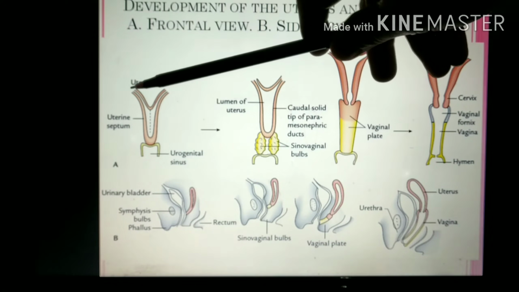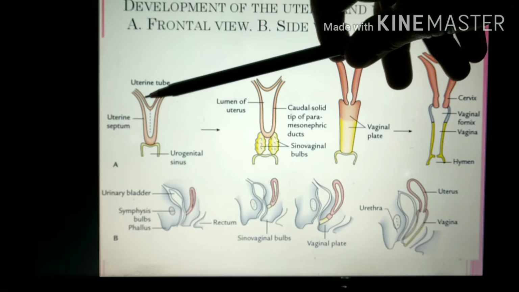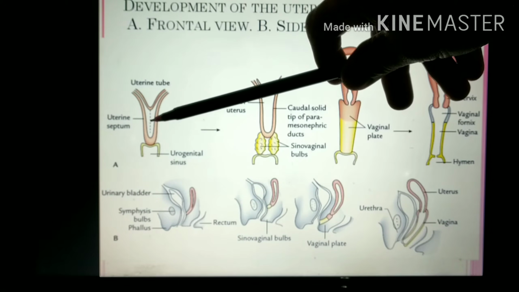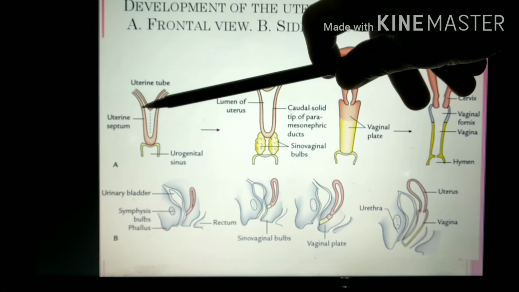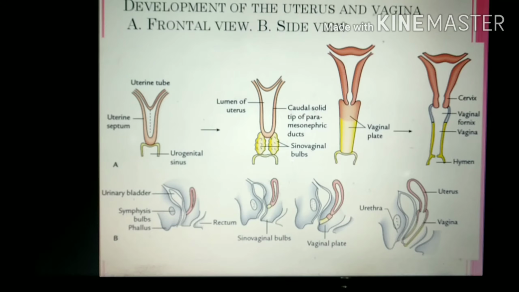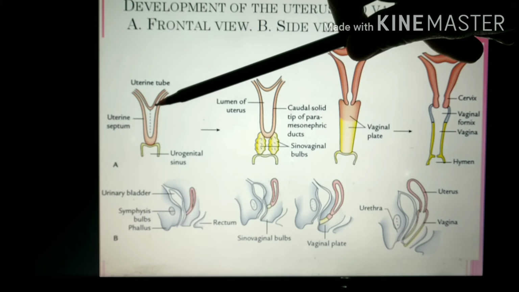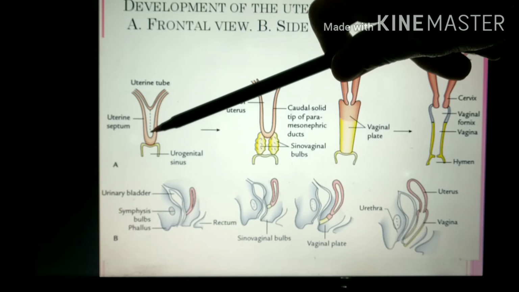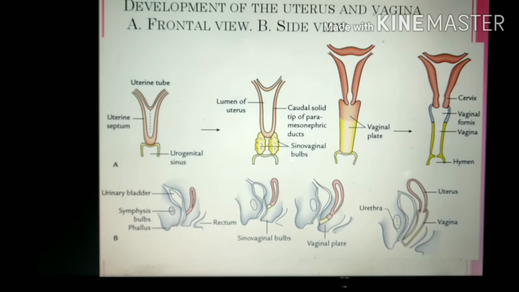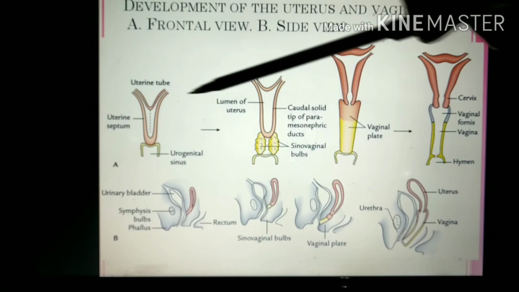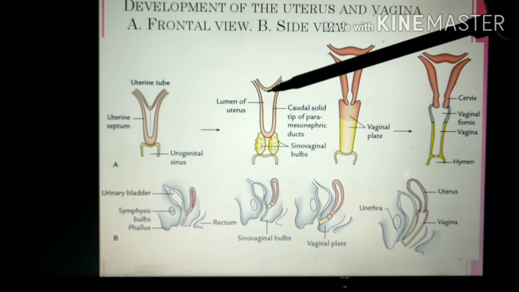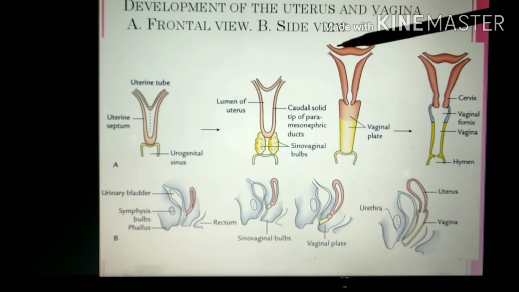Here you can see there is fusion of the two paramesonephric ducts which will form the uterovaginal canal, and this uterovaginal canal will form the uterus, cervix and upper part of the vagina. And initially when these two paramesonephric ducts fuse, there is a septum present between these two, that is called the uterine septum. Further, this uterine septum will disintegrate and form the lumen of the uterus. And this is the angular junction between two paramesonephric ducts. Gradually it becomes convex and it forms the fundus of the uterus.